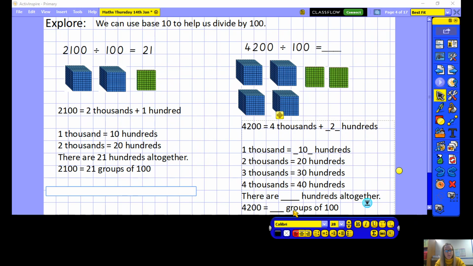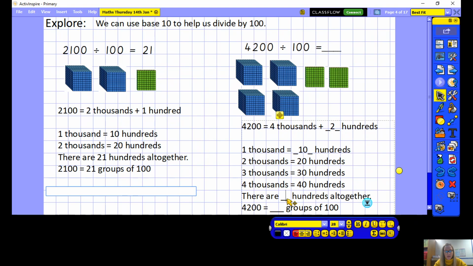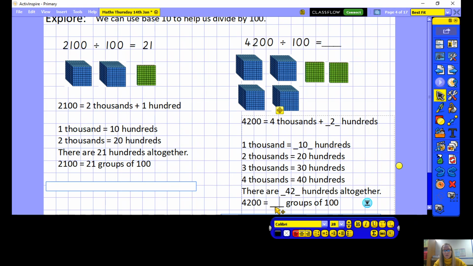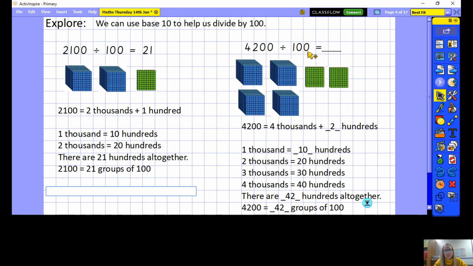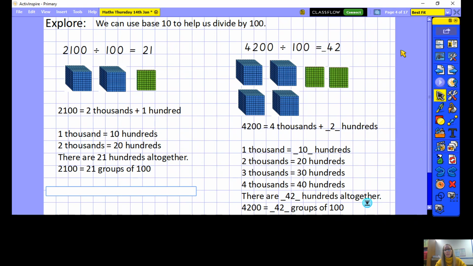So that means there are 42 hundreds altogether. So in 4,200 there are 42 groups of 100. So that means 4,200 divided by 100 is 42.